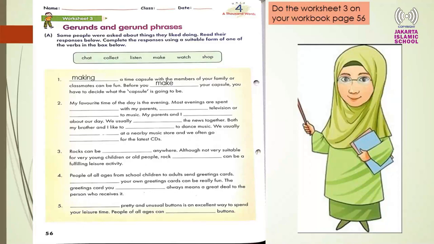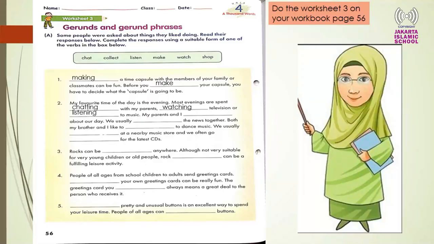So all of the answers use gerunds. Like: my favorite time of day is evening. Most evenings are spent chatting with my parents, watching television, or listening to music.